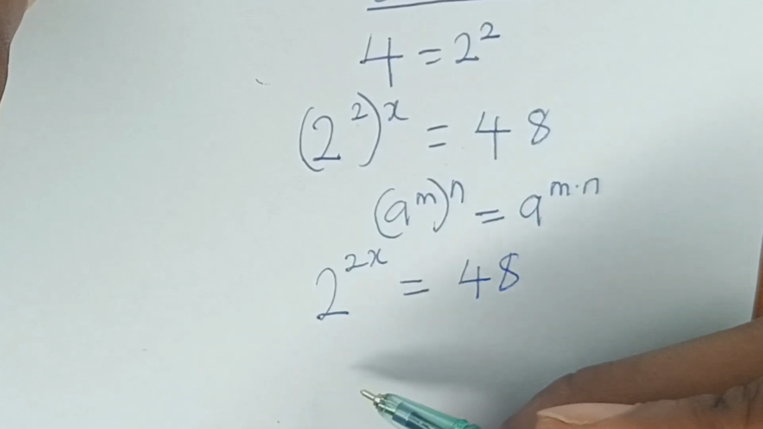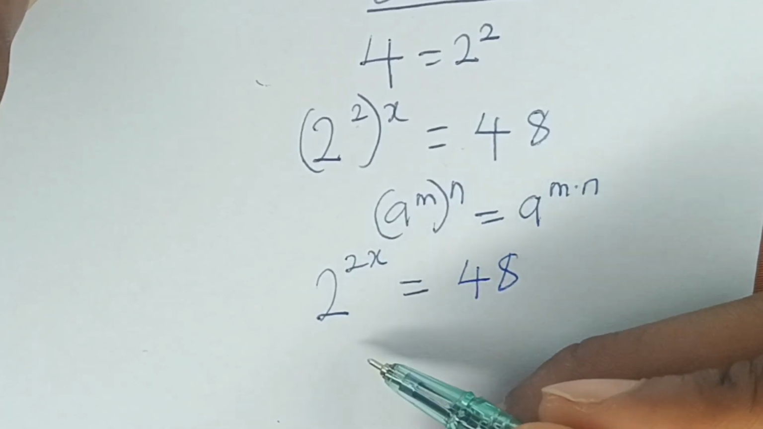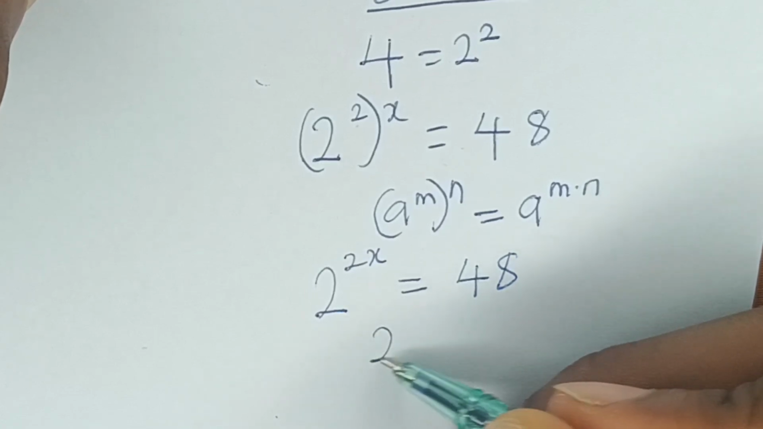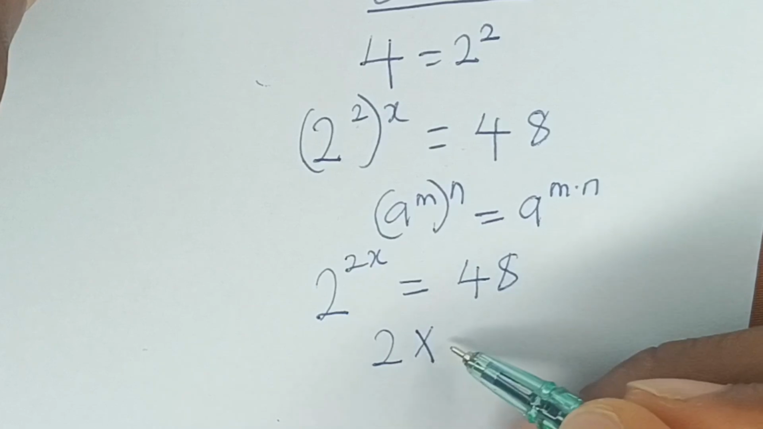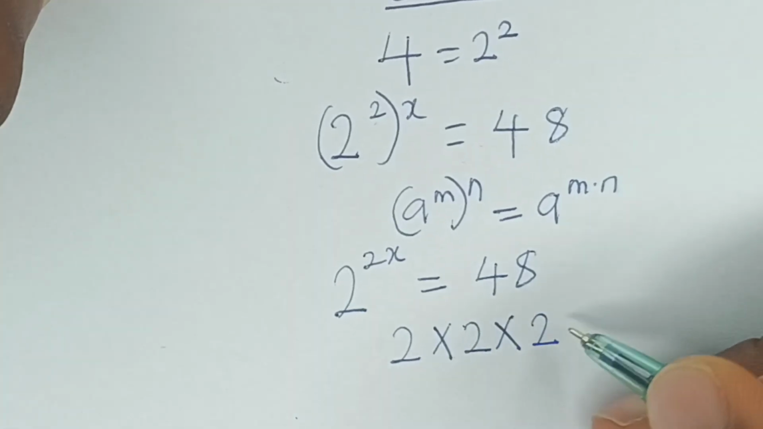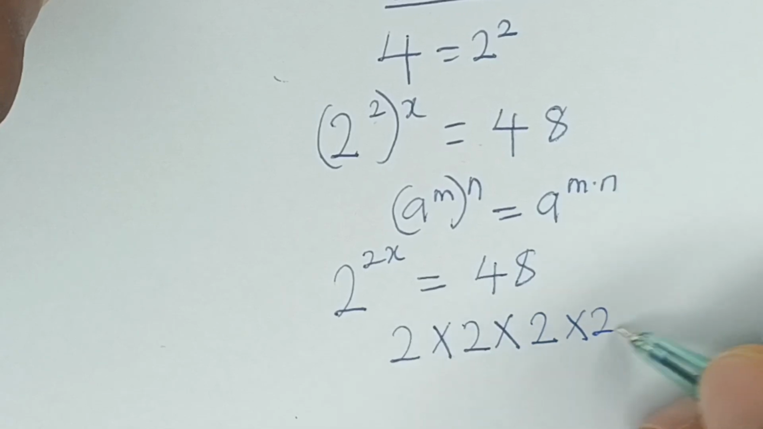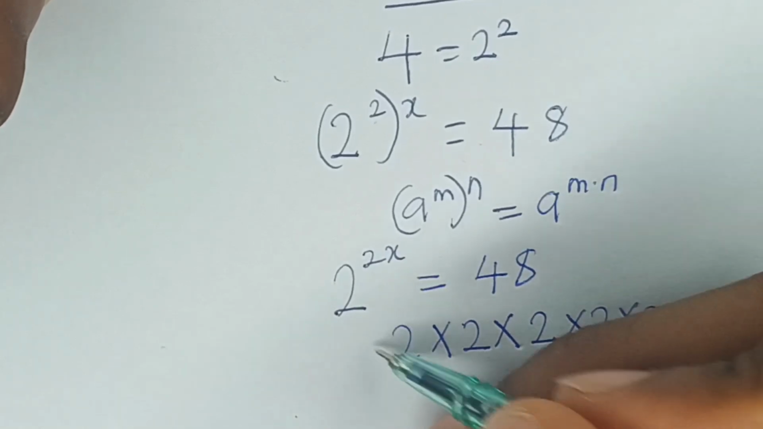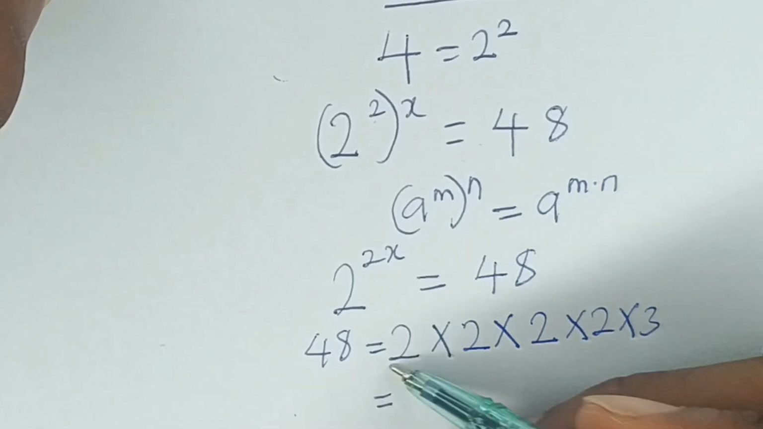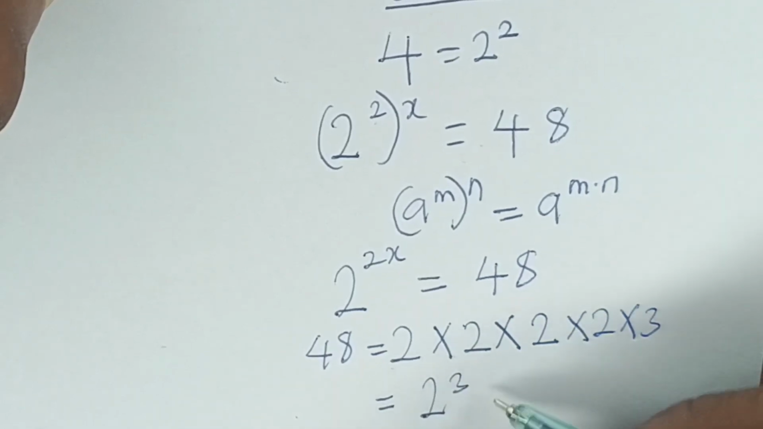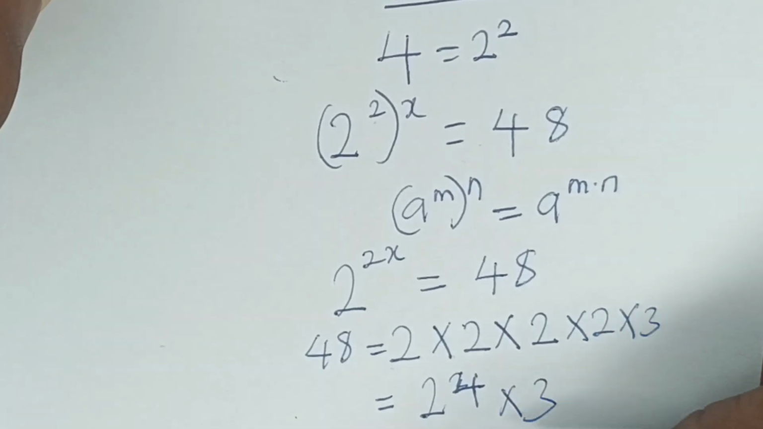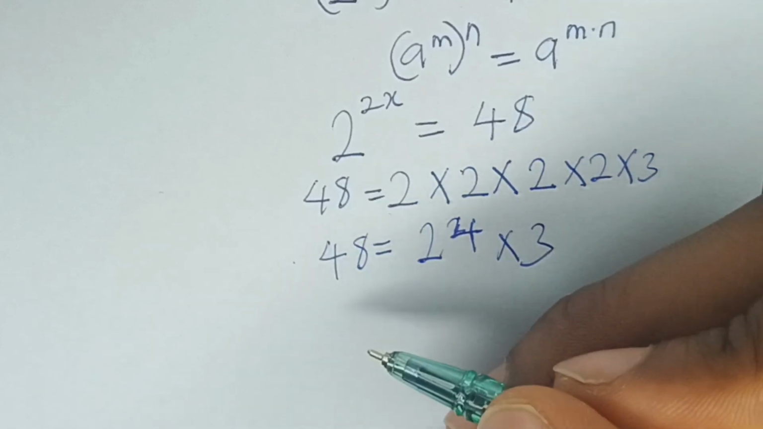Now, secondly, we can write 48. Expressing 48 in the lowest form, we can write 48 as 2 times 2 times 2 times 2 times 3. Okay, so this is equal to 48. Now this becomes 2 times 2 times 2, which is 2 raised to power 3, times 2 is 2 raised to power 4, times 3. Okay, so this is what 48 is.